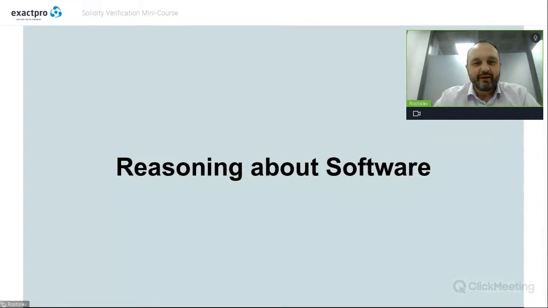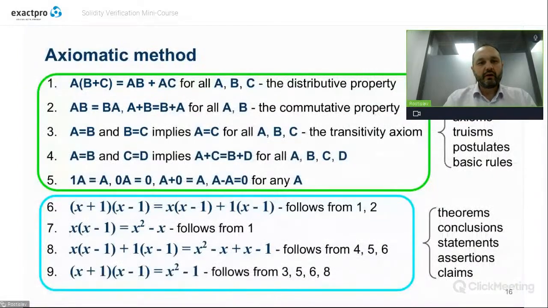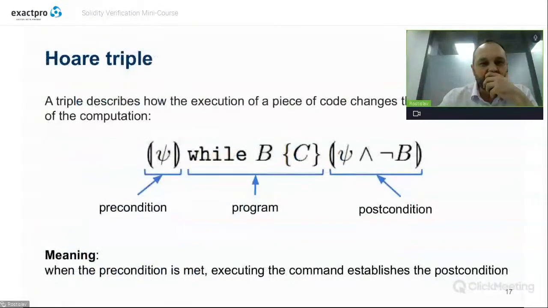So, okay. That was the general idea of the axiomatic approach. And now we are trying to apply this axiomatic approach to software. Like I mentioned before, applying this to a particular domain requires two parts. First, you need to define all possible axioms, and then you need to derive some tools to derive theorems, conclusions, and statements. And this is what a typical statement about software looks like. It's called a Hoare triple. And it describes how the execution of code changes the state of computation.